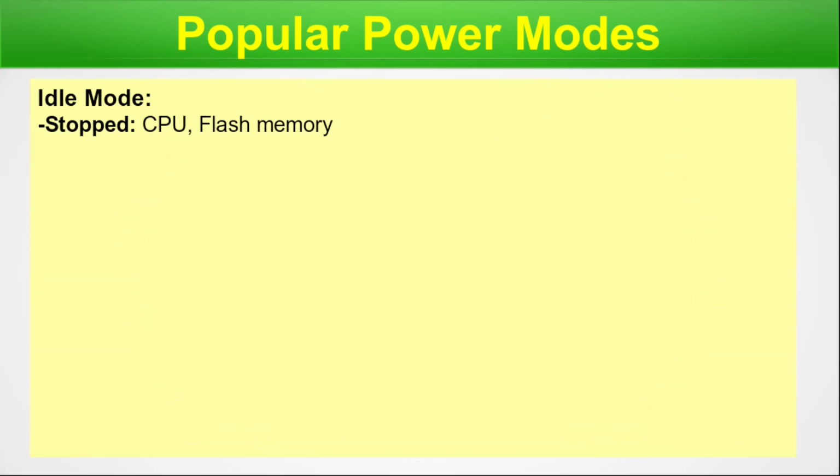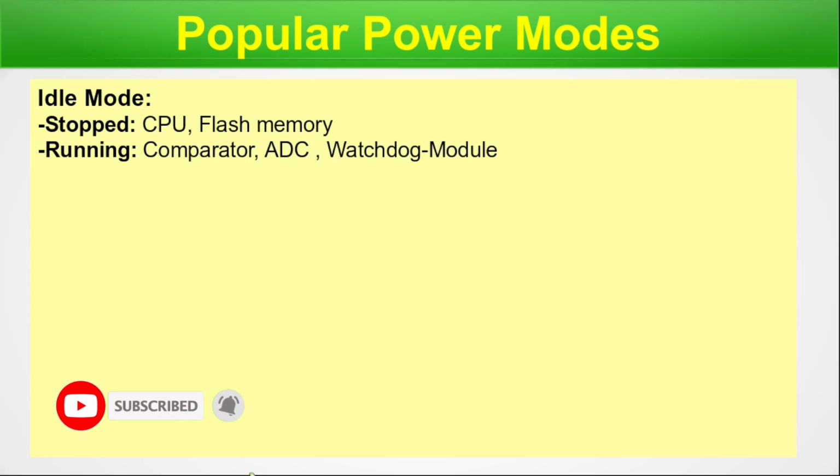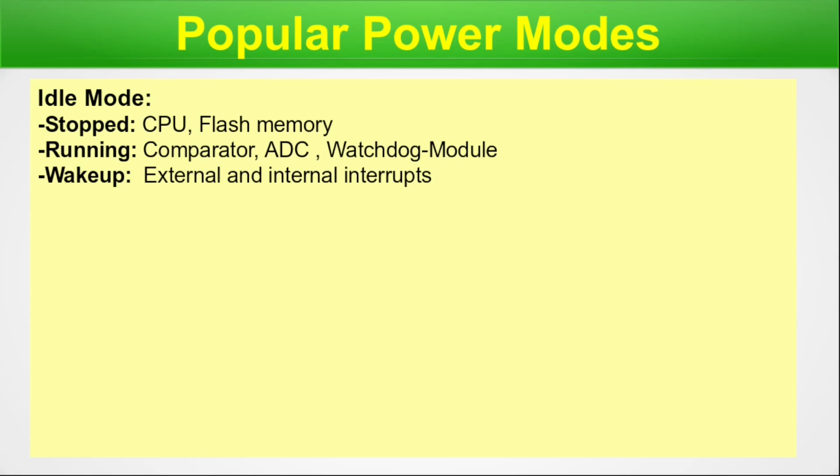Idle mode. What things are stopped? The CPU and flash memory, like in a chip, in an ASIC. What is running? There may be a comparator, there may be an ADC, and overall there should be a watchdog module, and that should be running. Wake up: when it wakes up and through what? The external and internal interrupts. All these interrupts will wake up the idle mode to an active mode. So these are three categories that you must keep in your mind: what is stopped in that power mode, what is running, and how it wakes up. So this is one general or generic power mode.